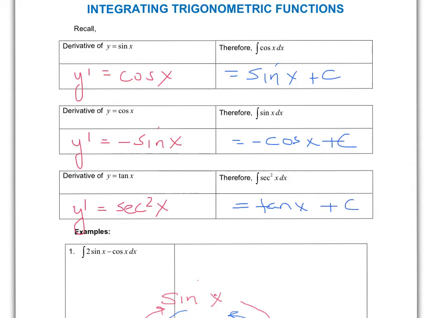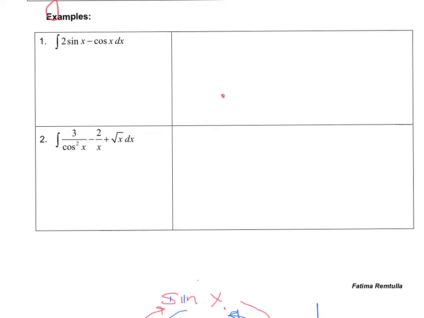I encourage you to pause the video right now, try the examples yourself, then unpause the video to check your answers. I think this is a really good way to go about doing it. So the first example says the integral of 2 sine x minus cos x, and the second one says 3 over cos squared x minus 2 over x plus root x. I encourage you, if you need to, especially for the second one, change the form before you take the integral. Give it a try.